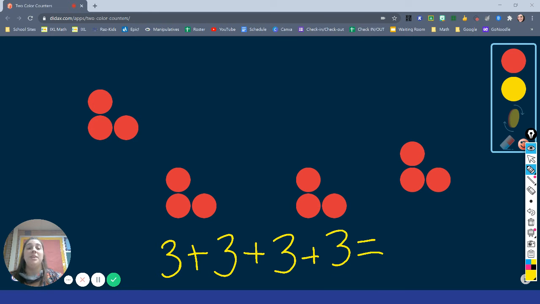So it should still be 12, right? Because we started with 12 counters, okay? We had 4 groups of 3, and down here we have 1, 2, 3, 4 threes. Okay, so really we're skip counting 3, 6, 9, 12. Or you can count them one at a time if you really need to. 1, 2, 3, 4, 5, 6, 7, 8, 9, 10, 11, 12. We have 12 counters.